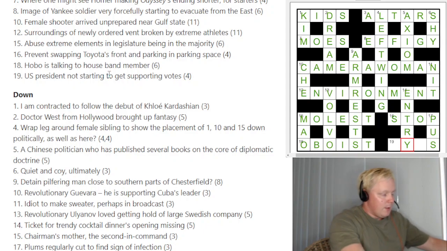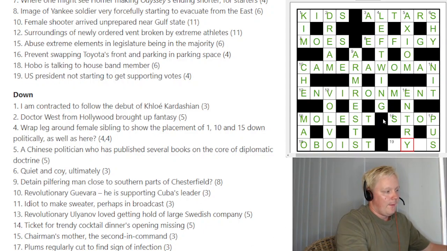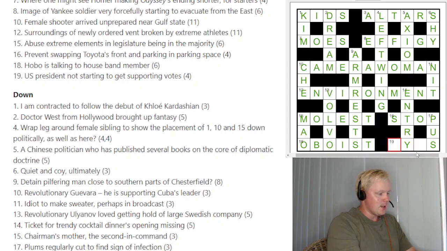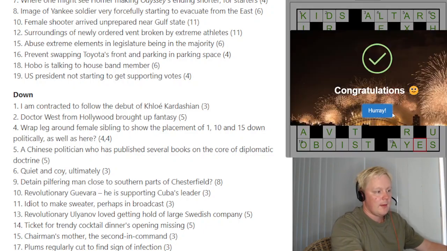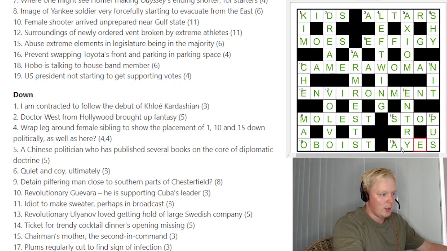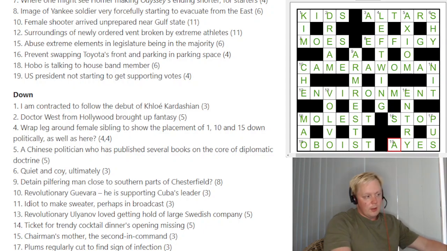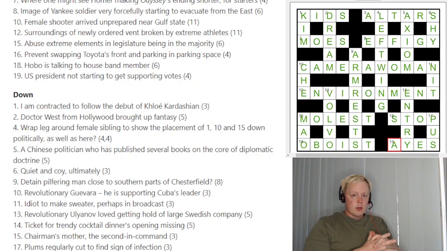And if you can come up with a US president where you can remove the first letter to get supporting votes, you might think of Hayes, and in fact it shows us that we're correct. So I's are supporting votes, and that's Hayes without the first letter. So that was an entire crossword. I hope my explanations made sense.